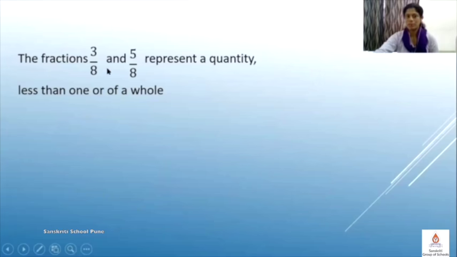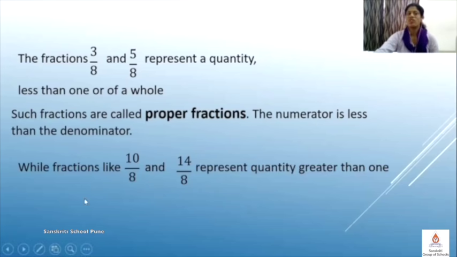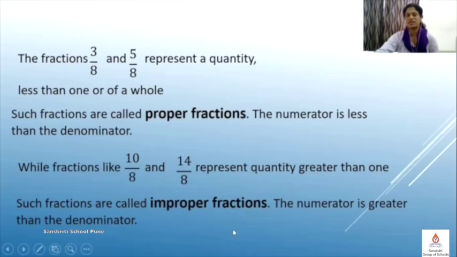The fractions 3 upon 8 and 5 upon 8 represent a quantity which is less than 1 whole. The number 1 indicates 8 upon 8 as your fraction. So such fractions are called proper fractions. The numerator is less than the denominator. While fractions like 10 upon 8, 14 upon 8 represent a quantity greater than one whole. So such fractions are called improper fractions because the numerator is greater than the denominator.